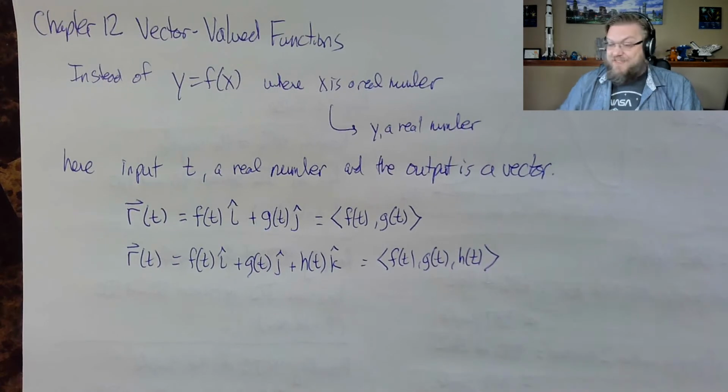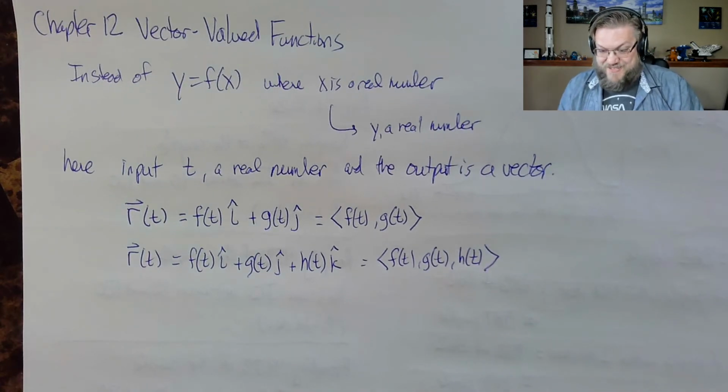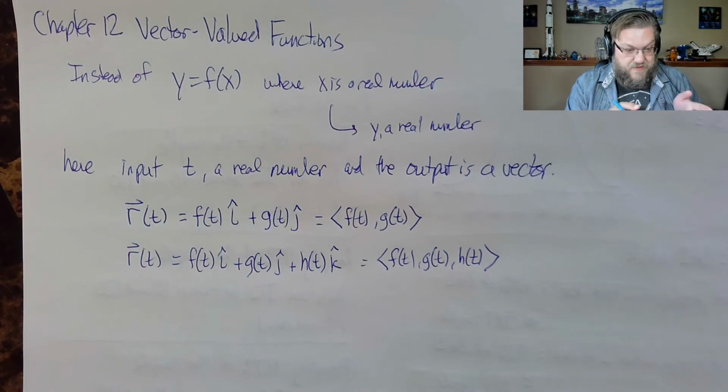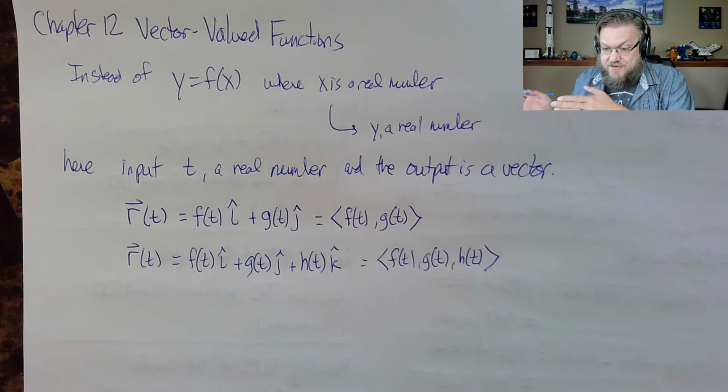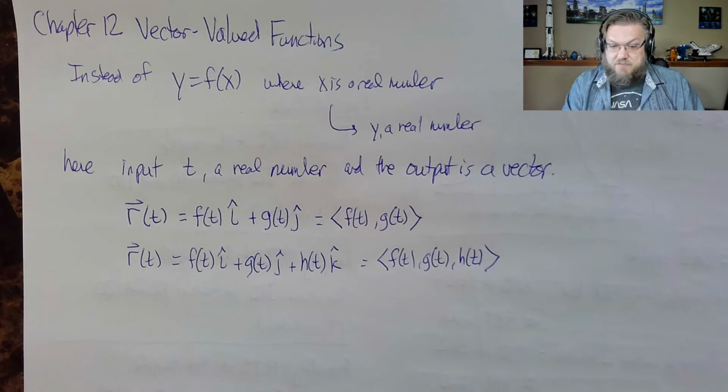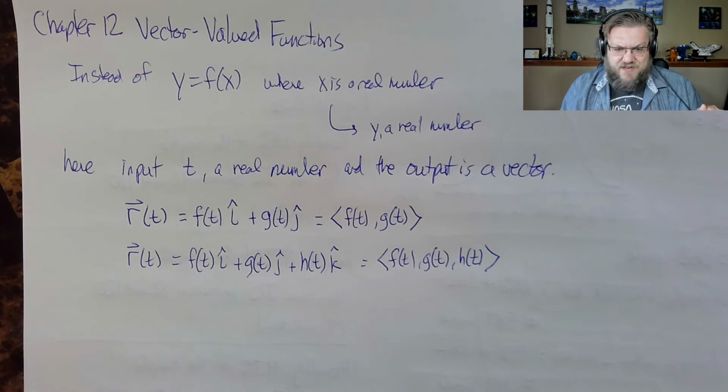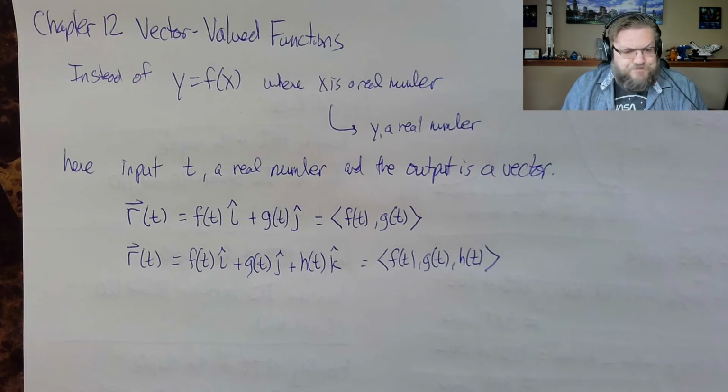Right? So at the very core of this, the input is a real number, and the output is a vector associated with that real number. So instead of matching real number to real number, it's real number to vector. Cool. Okay. Now, how can I represent this? How can I use this? What good is this?